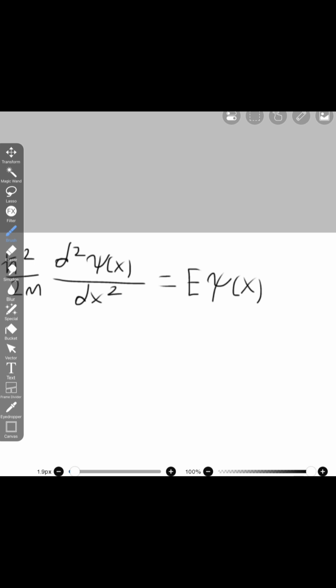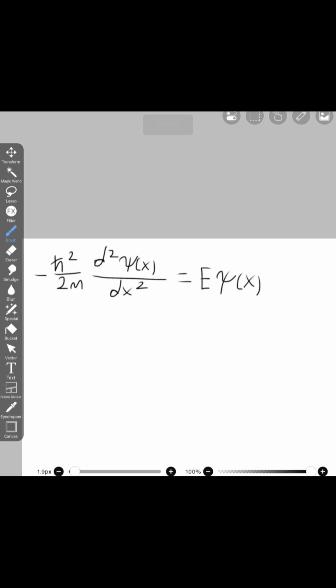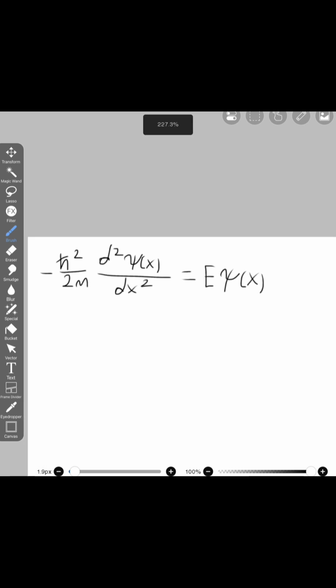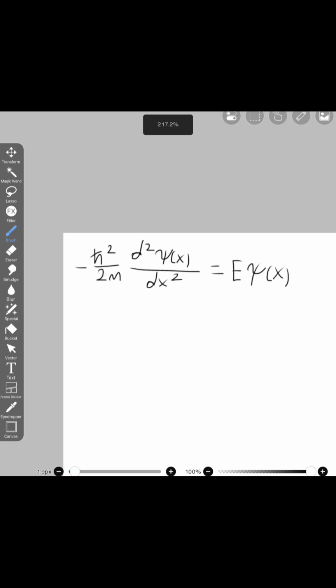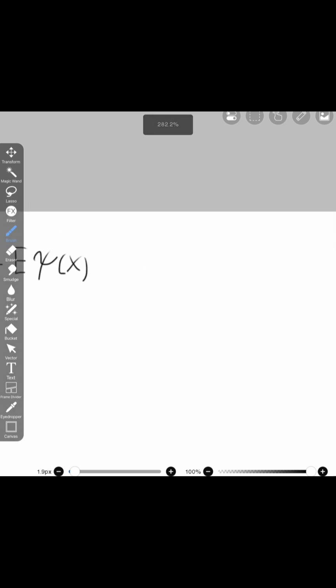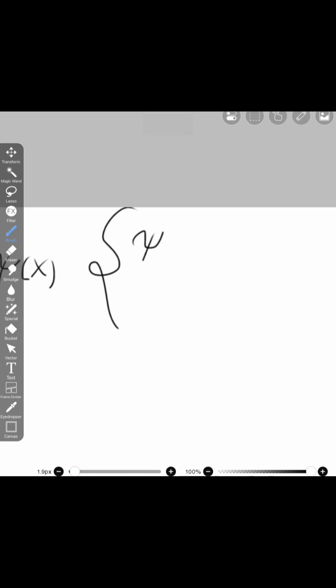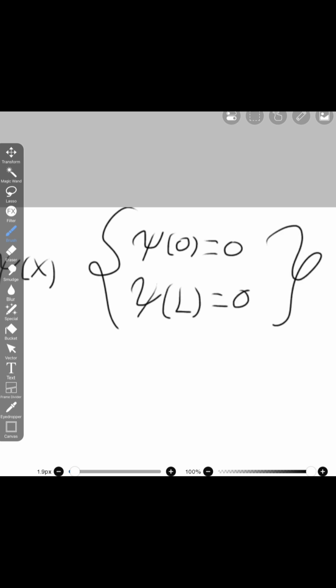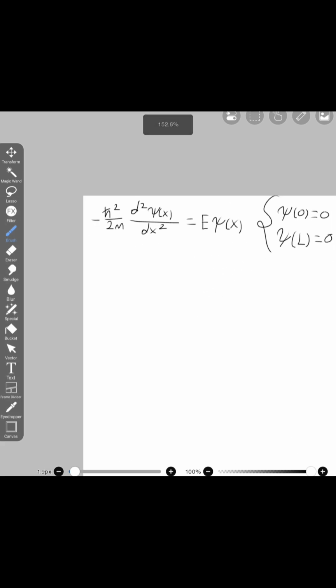Alright, so because the potential energy is infinite outside this well, the electron cannot exist there. So we need the wave function to drop to 0 at the walls of this infinite potential well. In other words, we have initial values to our differential equation where psi of 0 is equal to 0 and psi of L is equal to 0. These are our initial conditions.